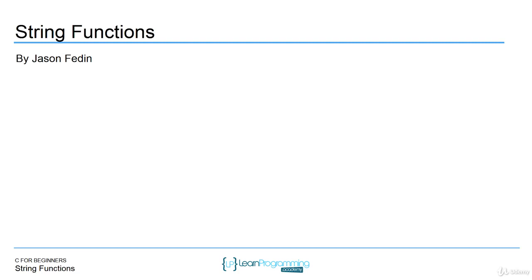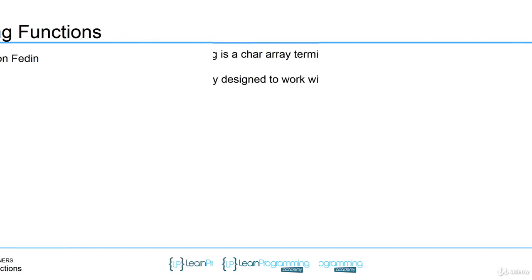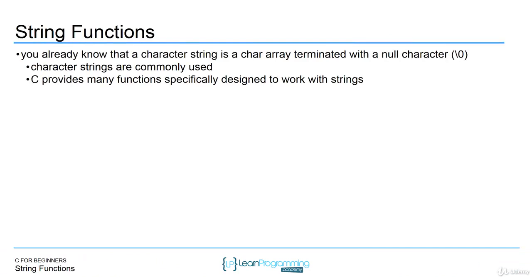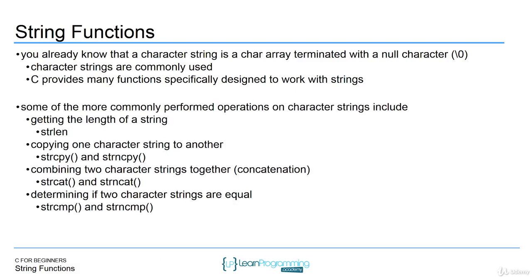So luckily, the standard library comes with a bunch of functions that you can use to perform these types of operations. I'm going to first start talking about some of the most common ones, and then we'll move into some more specific ones in other lectures. So we already know that a character string is a char array terminated by a null character. Character strings are commonly used in C programs. C luckily provides many functions specifically designed to work with strings. The ones that we're going to discuss are the most common ones that you'll use.